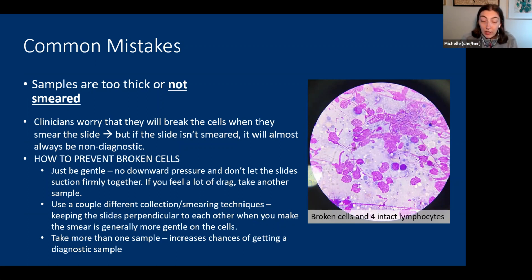You can always get feedback from us. And then keeping the slides perpendicular to each other instead of parallel can help decrease that chance of suction. I always use the parallel method and I got great samples. So that was just my experience in general practice. And then take more than one sample, so that increases your chances of getting a diagnostic sample.